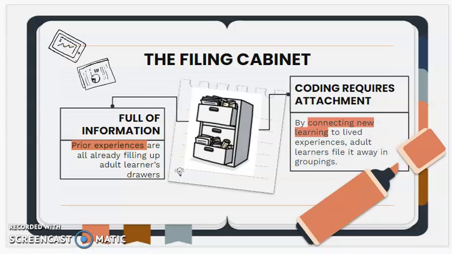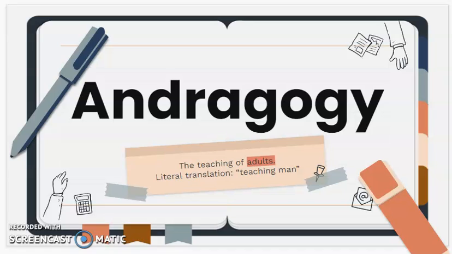Because adults have lived lives, their filing cabinets are full of information, and with each new concept they learn, there's likely a need to attach it to some prior knowledge. So, andragogy is the teaching of adults. Literally, the word means teaching man, whereas pedagogy means teaching children. Andragogy is the term used to refer to the nuanced ways in which adults learn, and the teaching strategies that over time we have come to understand work best in the training and education of adults.